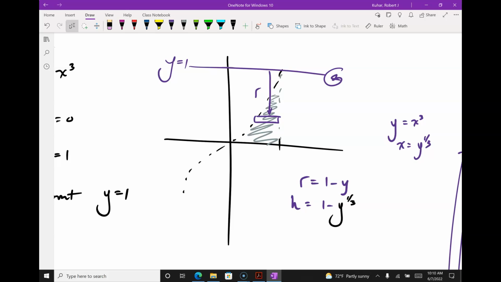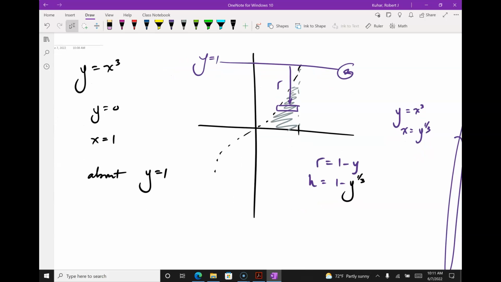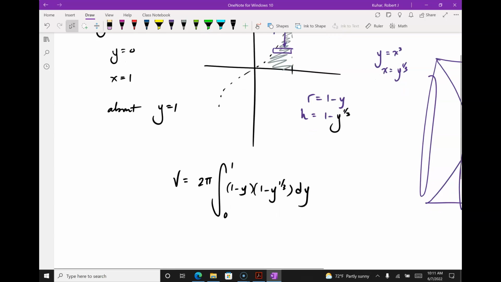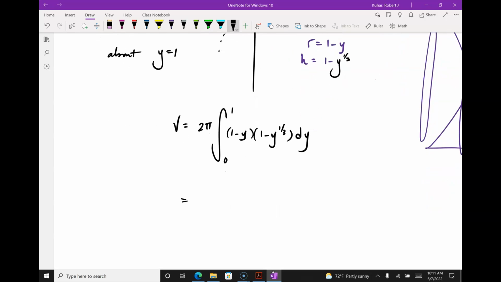So I drew the region. I looked at the axis of revolution, drew my rectangle, shells, parallel, figured out my radius, figured out the height of the rectangle. The only thing I need other than that are my bounds, which is obviously 0 to 1, right? I'm looking at the y-axis here. So I'm doing the volume equals 2 pi times the integral of 0 to 1 of 1 minus y times 1 minus y to the 1/3 dy. And now we're racing.